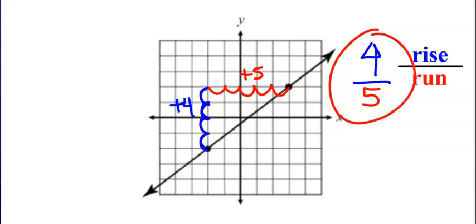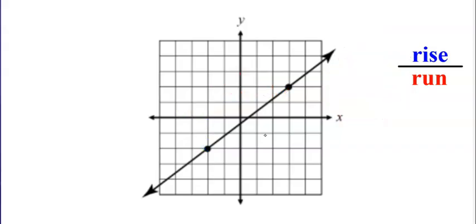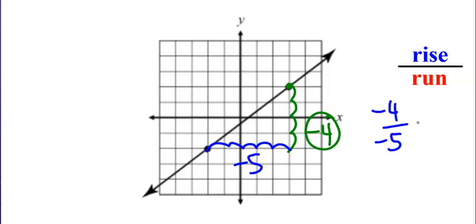Now it doesn't matter which point you start with. I could have started with this point and said my rise is going down, or -4, and my run is going left, or -5. And -4 divided by -5 is the same as +4/5, which is what I got before. Let's try this one last time.